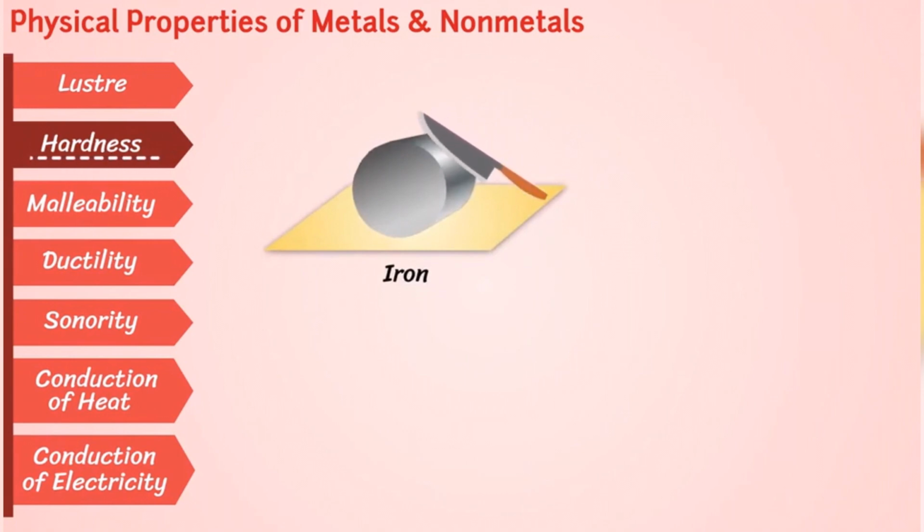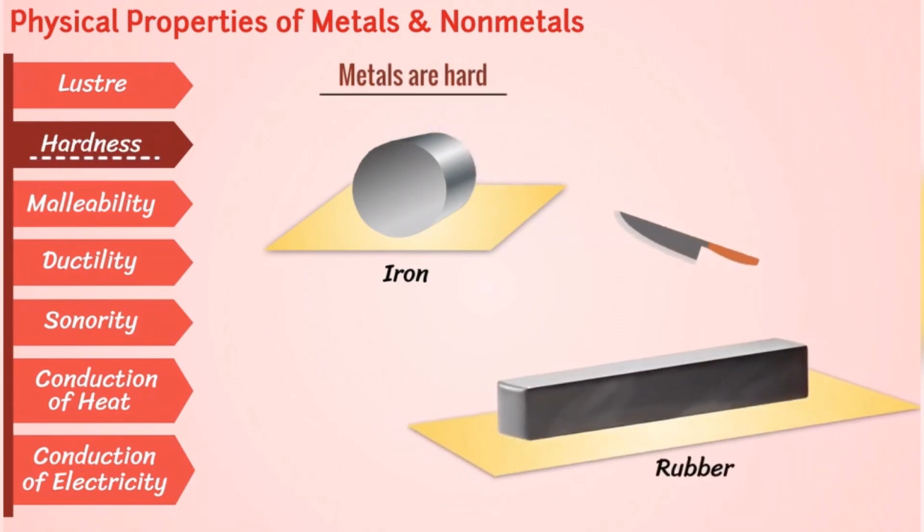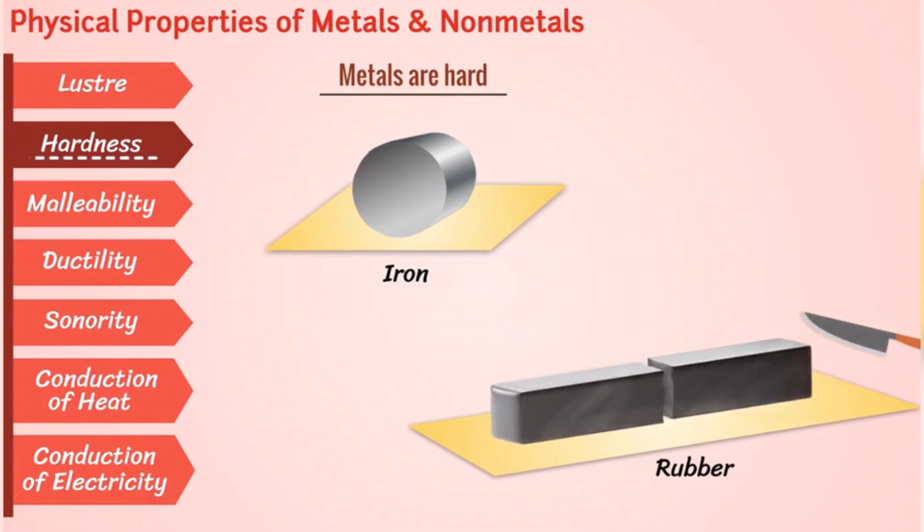Okay, as you can hear now, if you try to cut the iron, you can't cut. Why? Because metals are hard. Let's try to cut that. As you can see, the rubber is easily cut because non-metals are very soft.